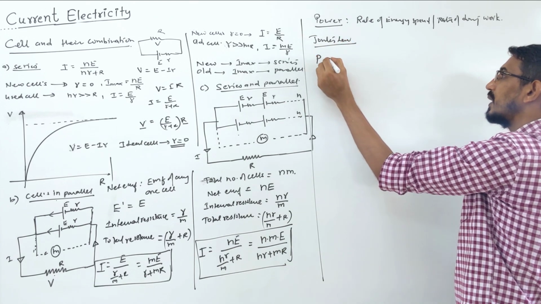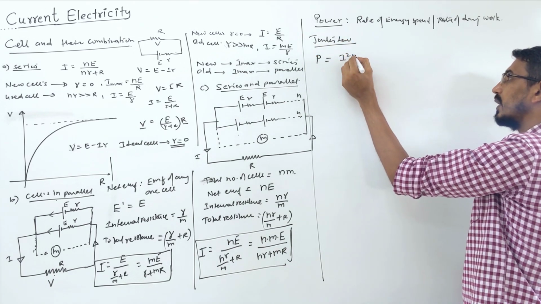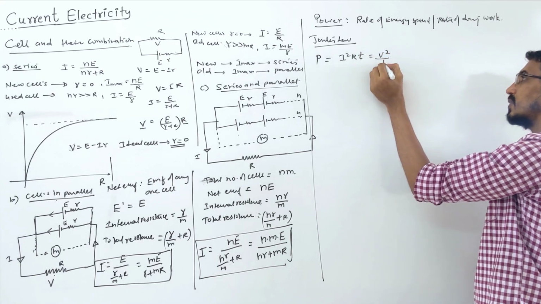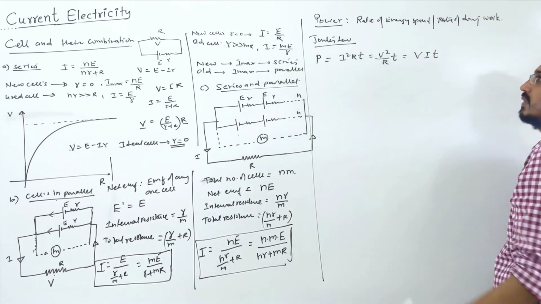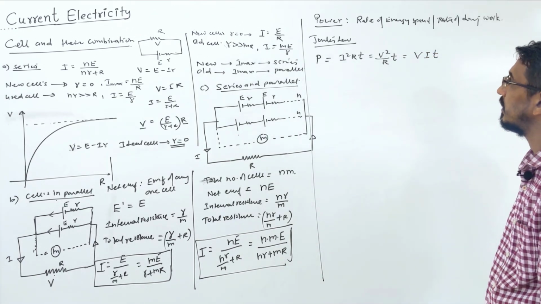So power you can write in many ways. You can write I square R, you can write V square by R, or you can simply write VI, correct?